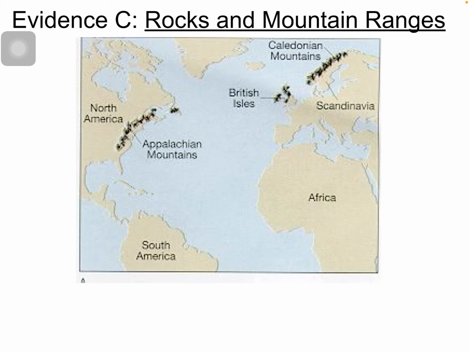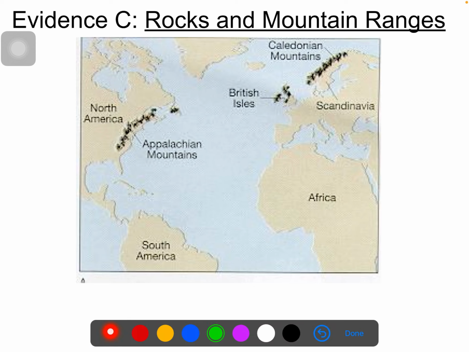Evidence C is looking at that same idea, matching things up, but this time rocks and mountain ranges, right? We don't think about it, but rocks have a specific makeup, almost like people have a DNA, right? So you might be looking at two rocks that just look like pieces of the earth to you, but when you break it down, they all have a certain percentage of minerals that they contain.